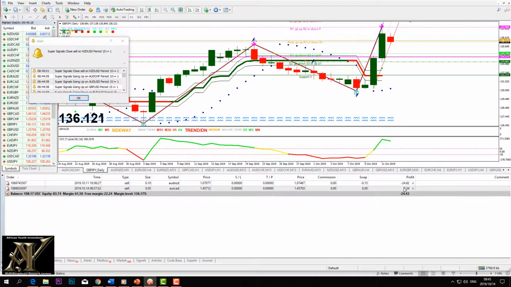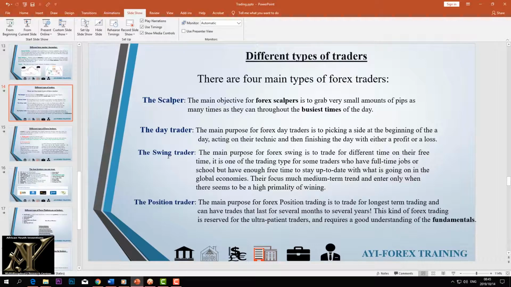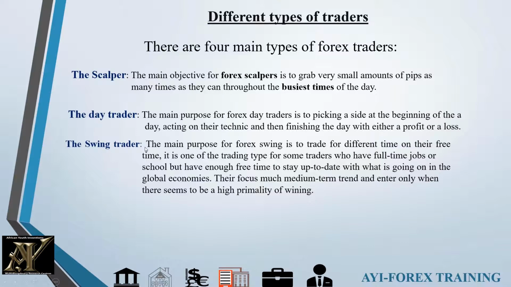So here, I can see I entered a long time ago, as I'm explaining, I'm still in the market. If it was a scalper, I would go out already. They don't last. But the difference is that I'm using a swing trader. The main purpose of Forex swing is to trade at different times on their free time. It is one of the trading types of some traders who have a full-time job or school or have enough free time to stay up to date with what's going on in the global economy. So yeah, I'm trading slow, I'm not rushing, but I'm looking for opportunity. But if you don't know the indicators, don't even try it.